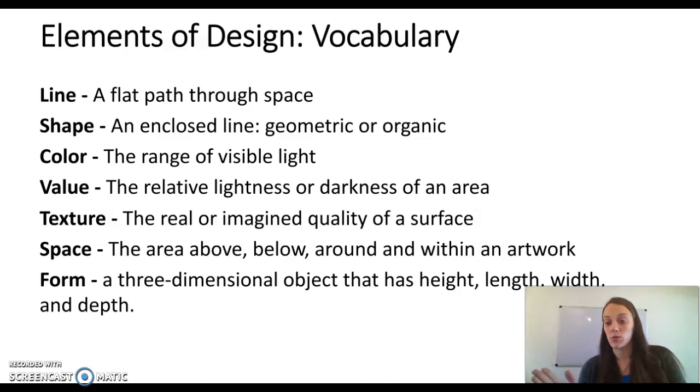Color is the visible range of light. So it's basically what our eyes can see and perceive. Value is how light or dark an area is. Texture is the quality of a surface, and that can be either imagined or the actual quality of the surface. Space is the area above, below, around, and within a piece of artwork. And then form is when something actually takes up three-dimensional space, when something has a height, a width, and a depth.